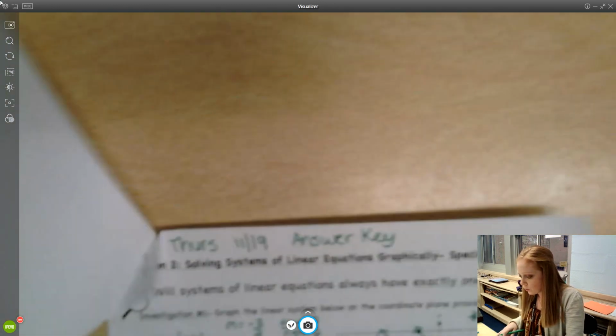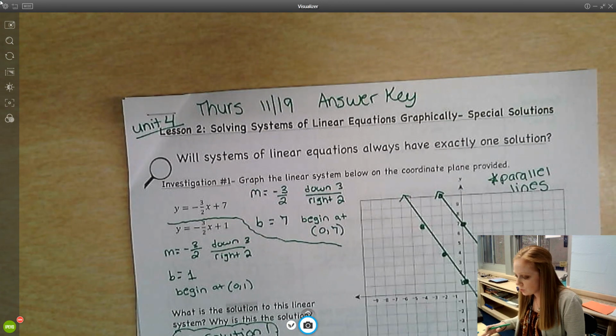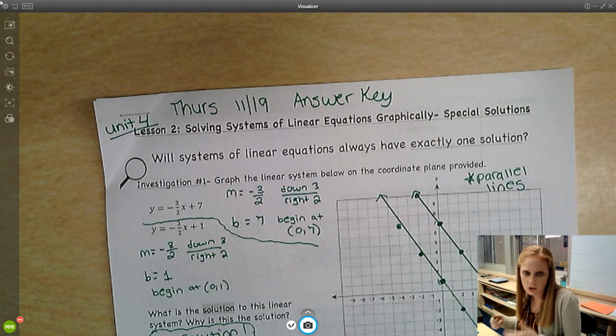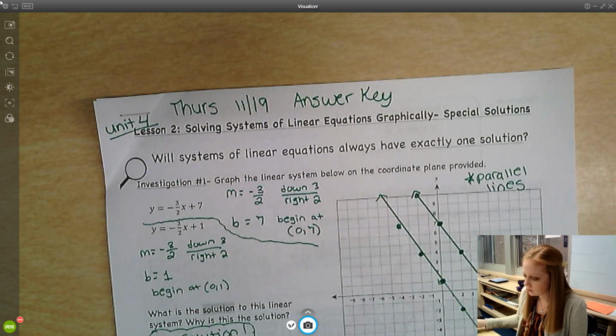All right, so that's it for Thursday's lesson. Lesson 2, solving systems of linear equations graphically with special solutions. So just to recap, we went over one solution, no solution, and infinitely many solutions.